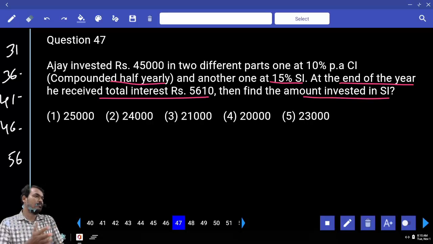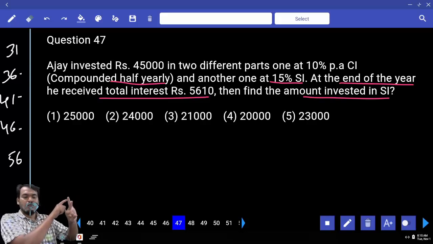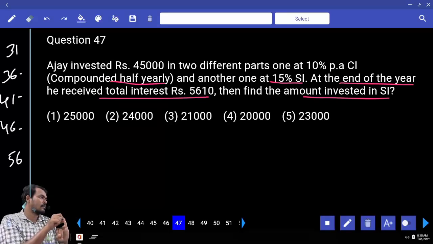What is the total sum? 45,000. It is split into two parts. Then we are using three methods or two methods? Three methods. First one, the equation method: principal in the first one is x value, second one 45,000 minus x. Second one, allegation. Third one, reverse method.